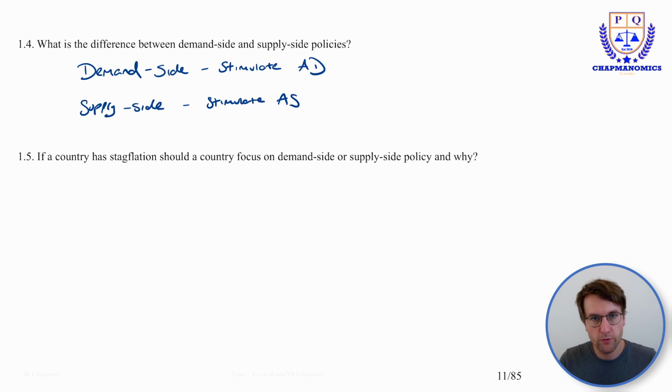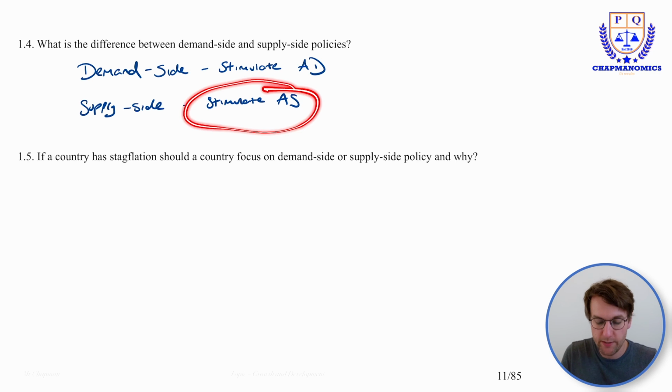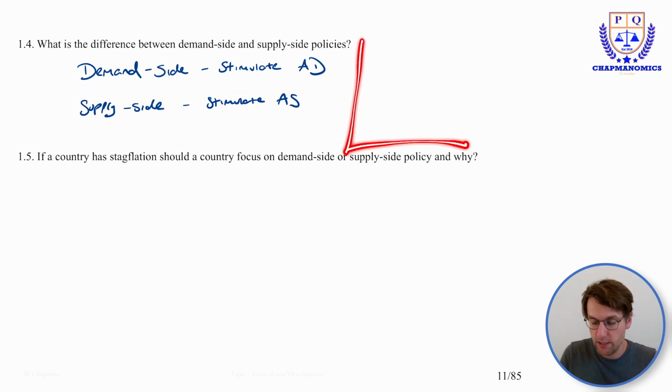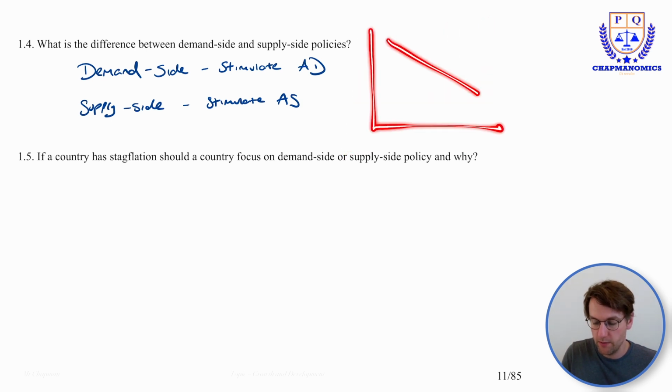So it's very important that we understand the difference between those two policies, because if we are trying to stimulate AD, then we need a demand side policy. If we are trying to stimulate AS, then we need a supply side policy. And again, this is going to change which curves we are shifting. So our supply side policy is going to shift out AS. Our demand side policy, on the other hand, is going to shift out AD, right?